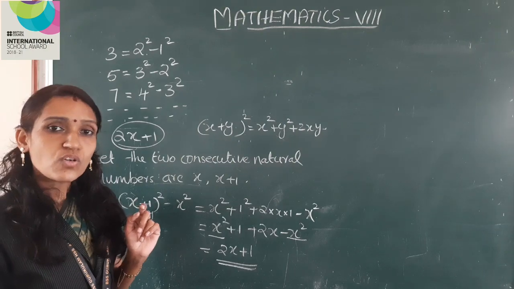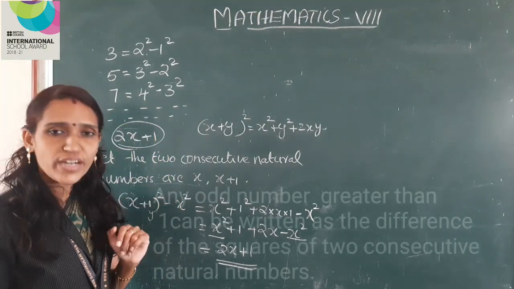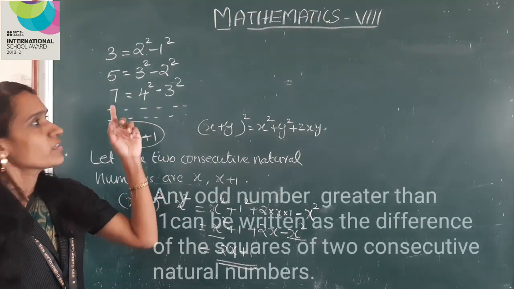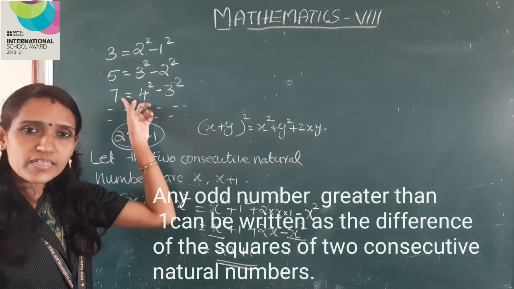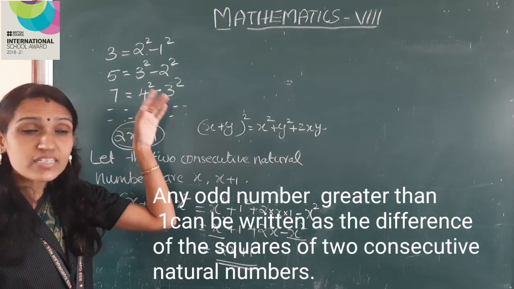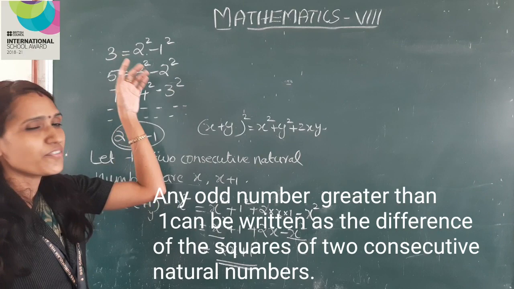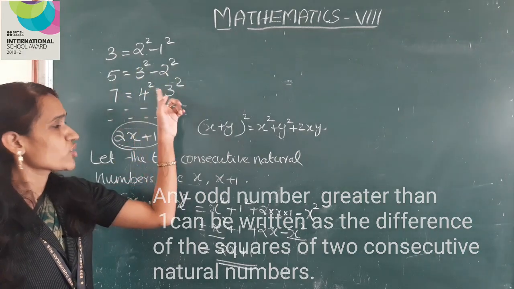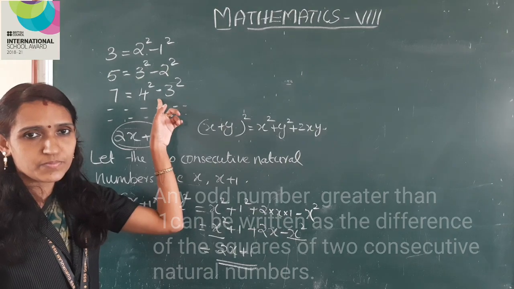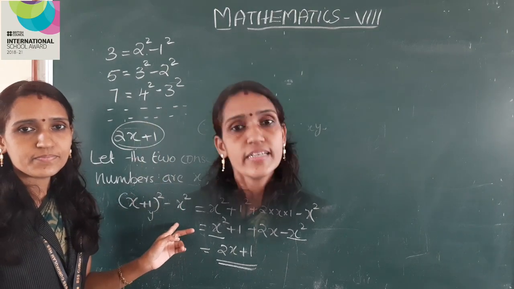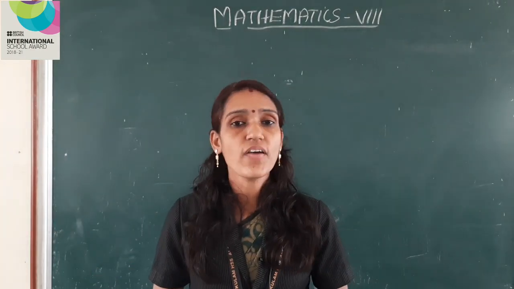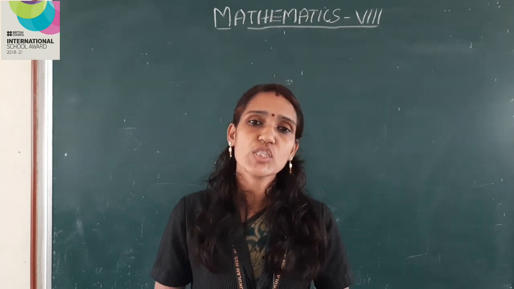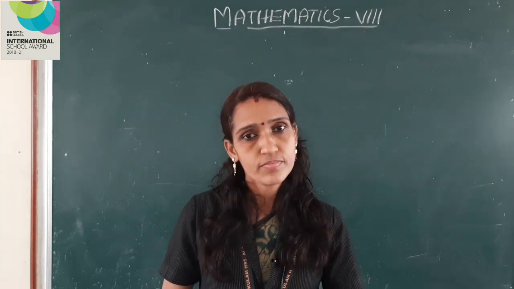So from this pattern we understand that any odd number greater than 1 can be written as the difference of the squares of consecutive natural numbers. Clear, children? Next, can we find any peculiarity in the square of an odd number?